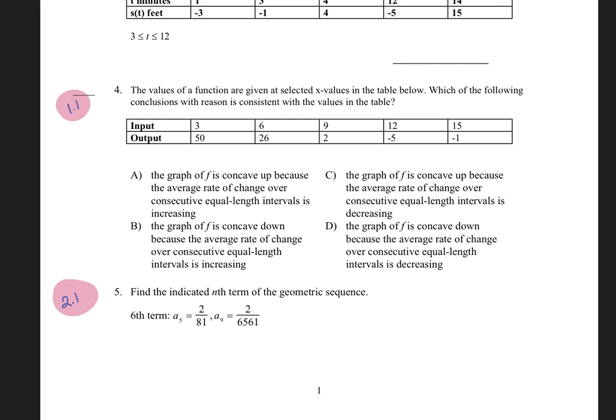Concave up and concave down was introduced in 1.1. That's number 4. Remember, concave up is the rate of change increasing. Concave down is the rate of change decreasing. And then number 5 is your geometric sequence, and that was in 2.1.